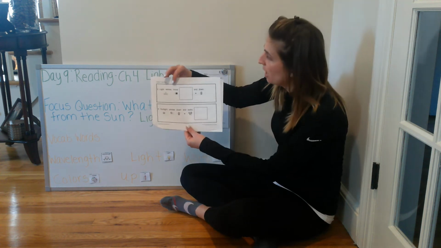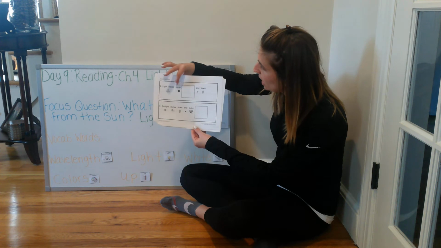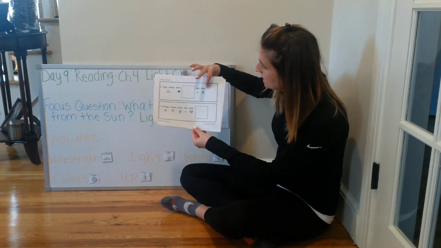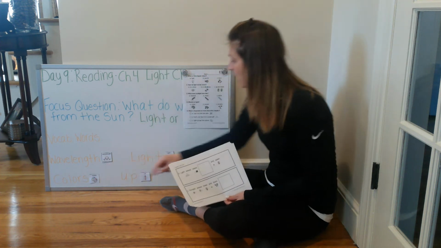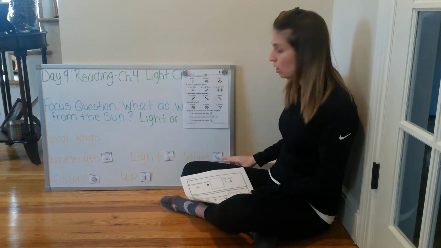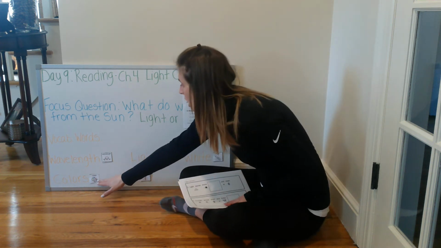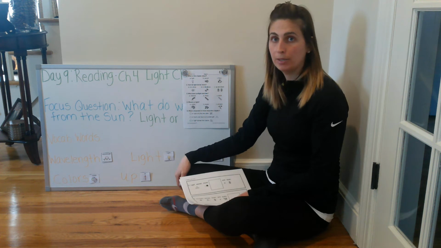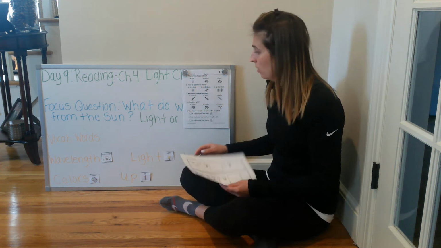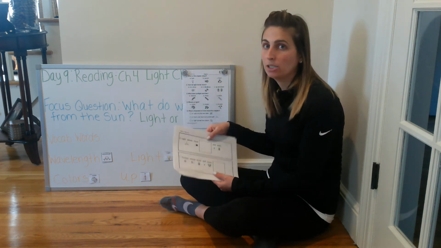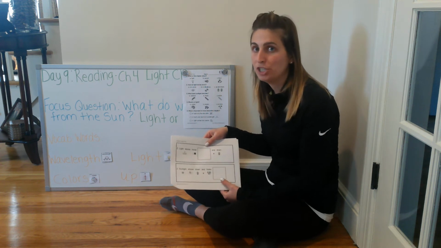Question number 2 on the fill-in. Light waves move blank and down. Wavelength, light, white, colors, and up. Best putting your answer in the box. Remember, only giving a choice of 2.